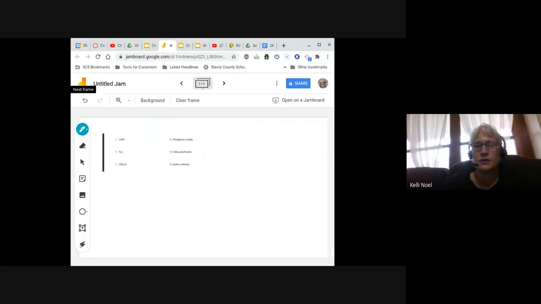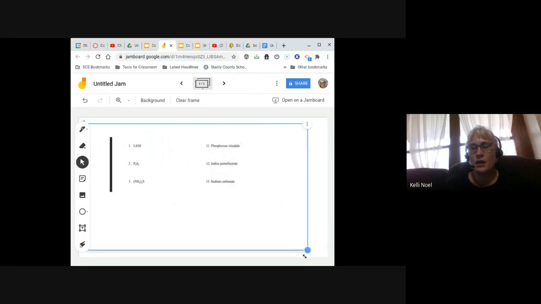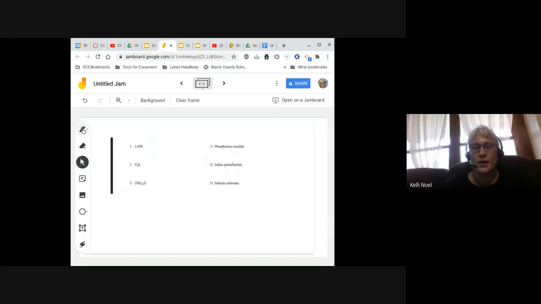The next section is writing names. So we've already practiced it a little bit. We're going to practice it a little more. Again, you have to know if it is a covalent or ionic bond. And we know that from metal. So lithium is a metal. So we're going to write lithium.